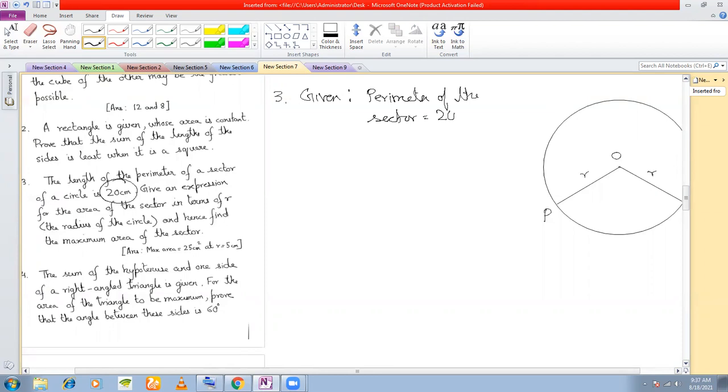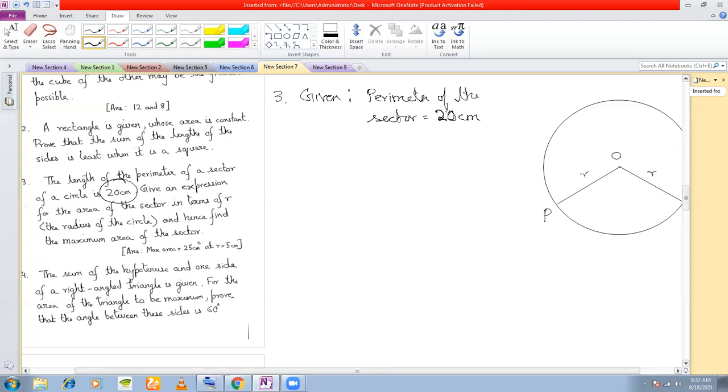Equal to 20 centimeter. It could have also been given to you as P. If it was given as P instead of 20, we would assume it to be constant. But here it is given to be 20, and you know 20 to be a constant. So that's okay. So the perimeter of the sector is given to be 20.